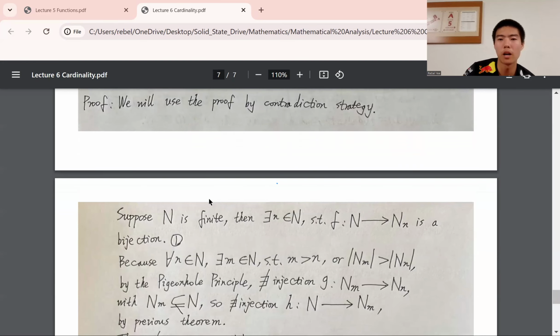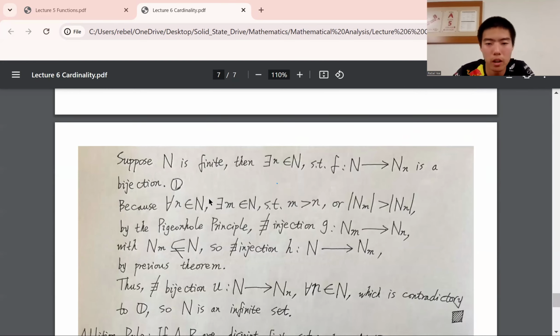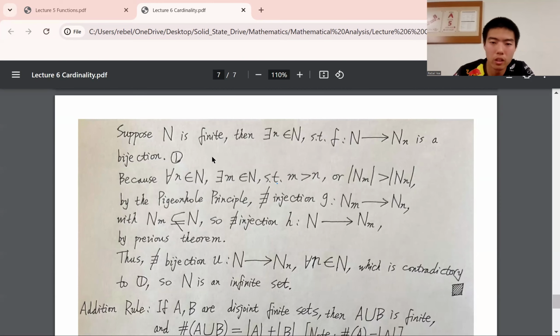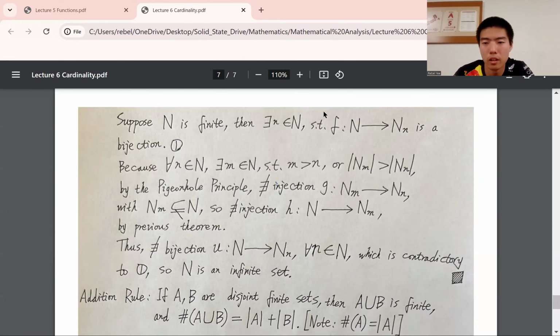And we can use a proof by contradiction strategy here. So suppose N is finite, then there exists an n belonging to the set N such that there is a bijection. This is by the definition of a finite set, a set with finite cardinality. So for all n belonging to the set of natural numbers, there exists m belonging to natural numbers such that m is greater than n, which means the cardinality of N_m is greater than the cardinality of N_n.